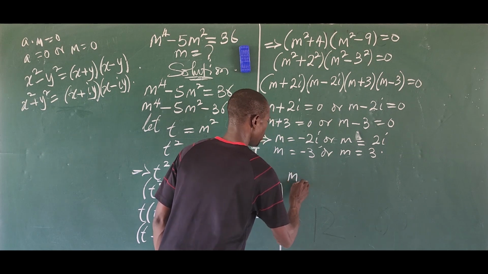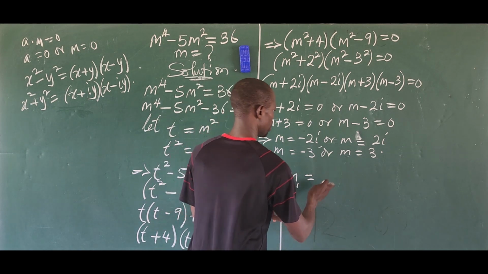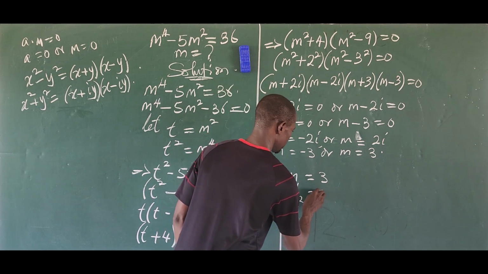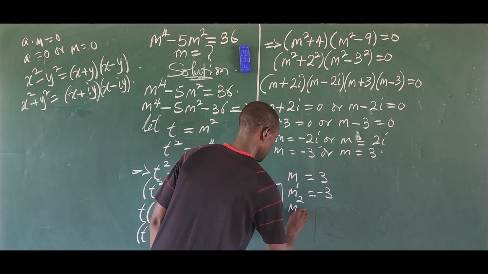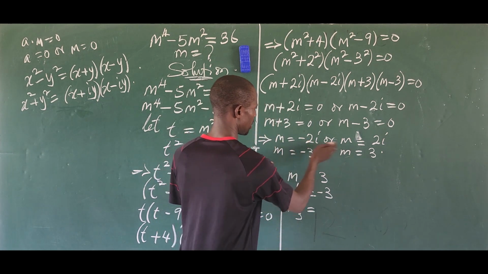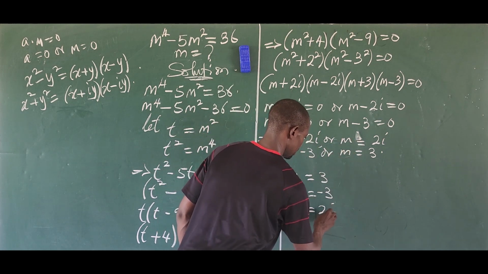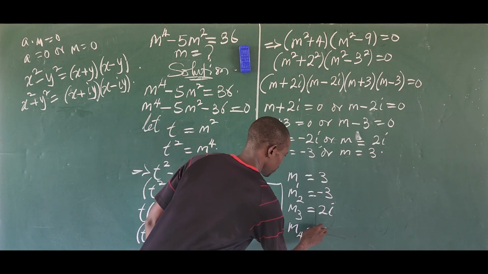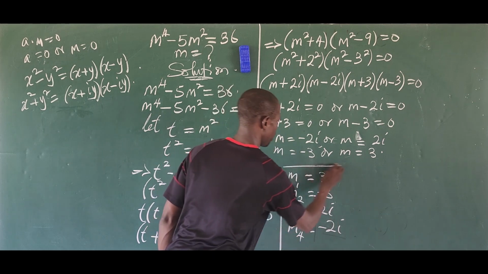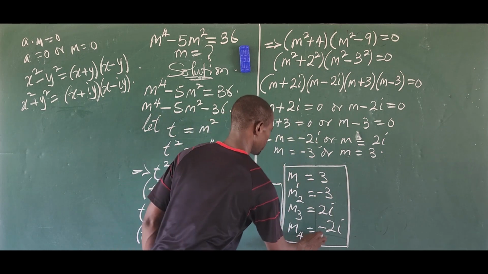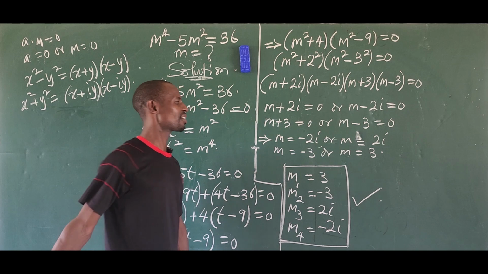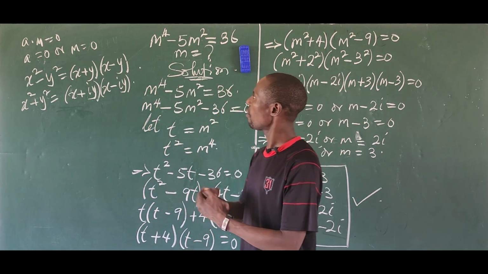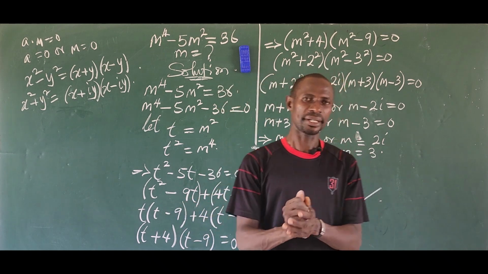So we're going to have here our m1. Let's take the positive one. So we have here 3. Then our m2. Let's take the negative, minus 3. Then our m3 is equal to, let's take the positive imaginary part. So we have here iota. Then our m4, this is equal to minus 2 iota. All these values satisfy the original equation. So these are the values of m that actually satisfy this fourth power, or fourth degree, polynomial equation.